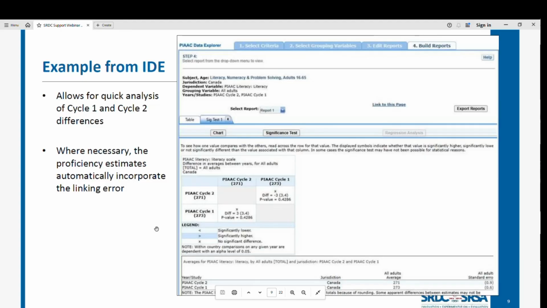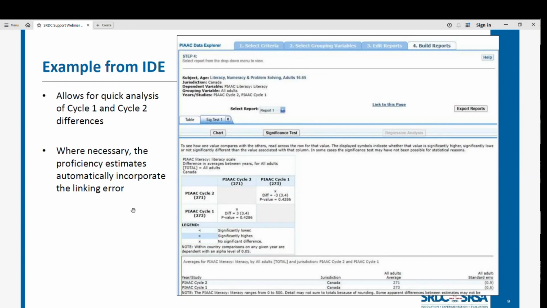And you can actually, in the International Data Explorer, run this quick pooled analysis where you're comparing cycle 1 and 2 literacy or numeracy scores. So this is an example here. Sorry, the text is so small, but I've used Canada. I've incorporated cycle 1 and cycle 2. I'm looking at the difference in literacy score among all adults. And then in the later stage, this build report stage here, I can build a significance test which shows whether the difference in overall literacy scores between cycle 1 and 2 is significant. And here it automatically will incorporate the linking error.